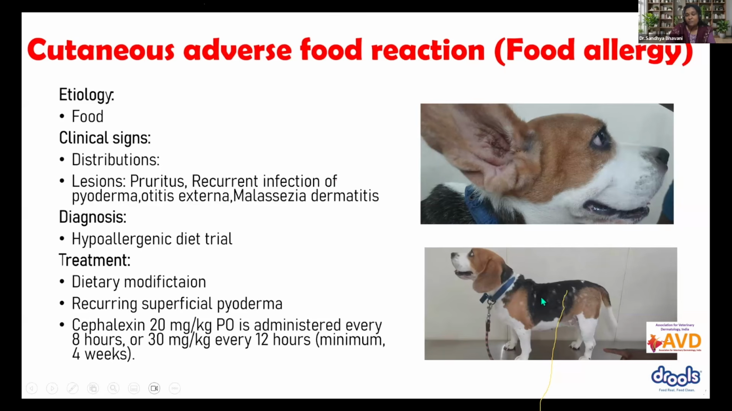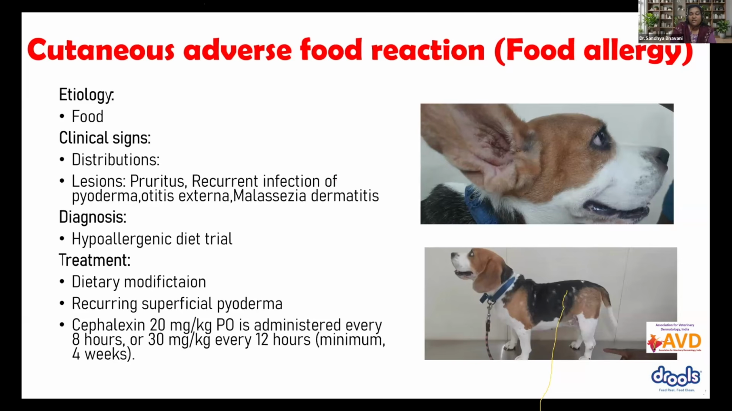Here it is a bacterial folliculitis. You can see the lesion. Initially, there will be a papular eruption. When you view at an angle, you can see a bumpy appearance of the body. Other than that, there will be no other symptoms. Only itching will be there, ear itching and paw licking. Slowly, the ear will become pink, and erythema will start.